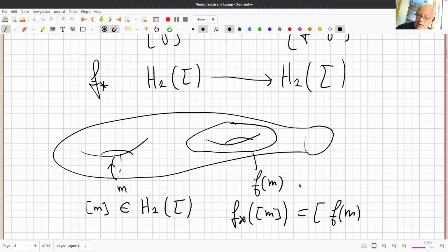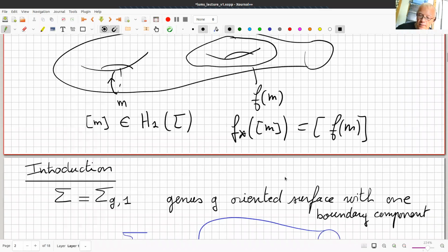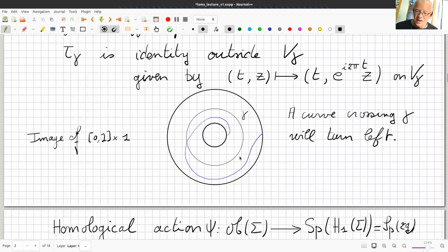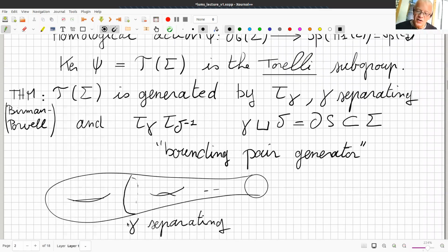Okay, so I continue. So we have this homological action. And in fact, maybe you have some specific curves which are separating. And when you do the Dehn twist along this separating curve, then you will not move the homology.